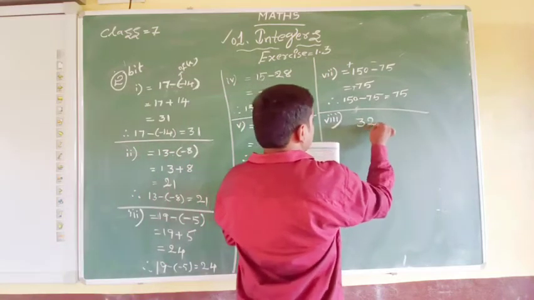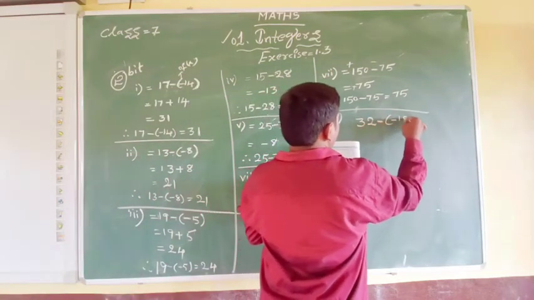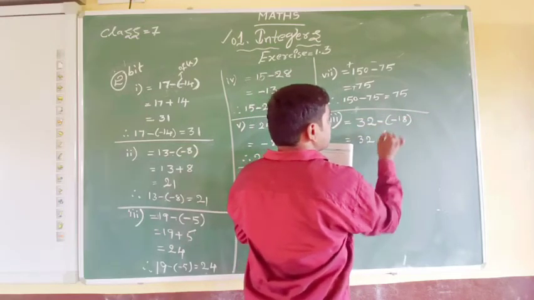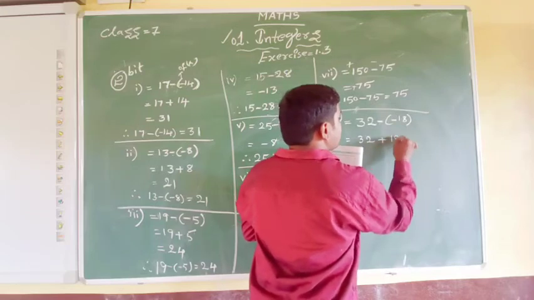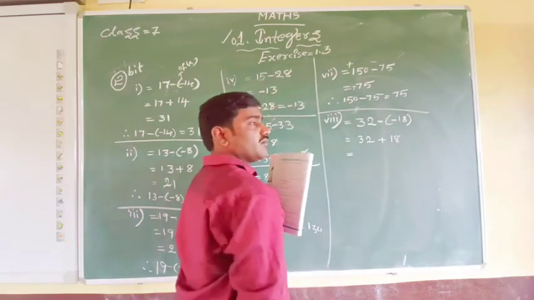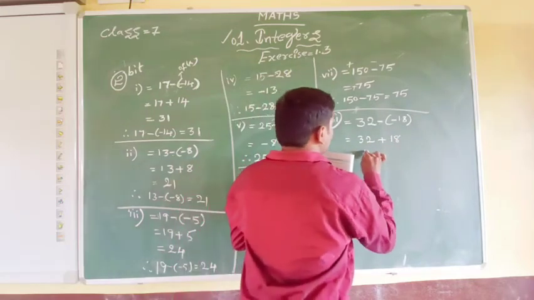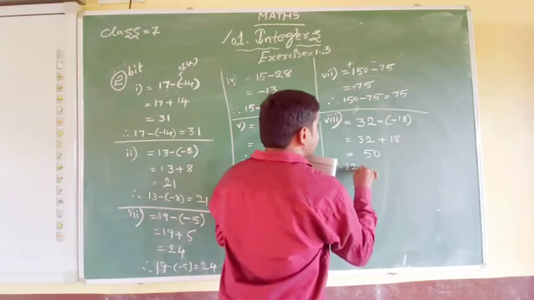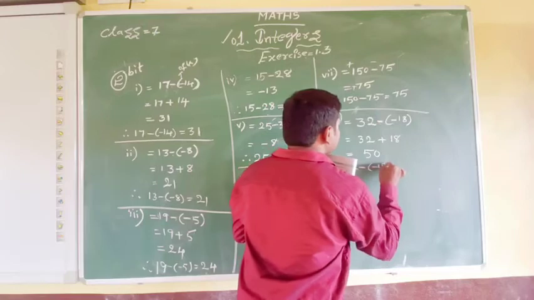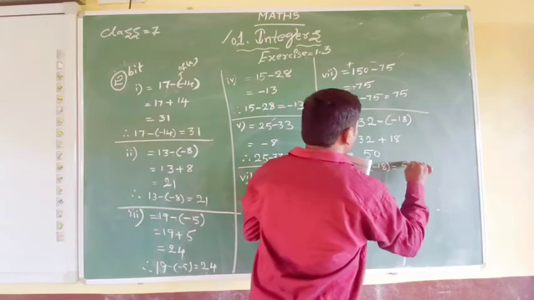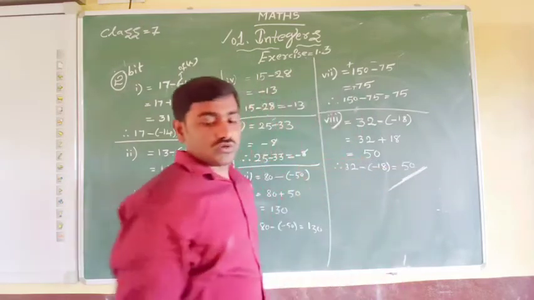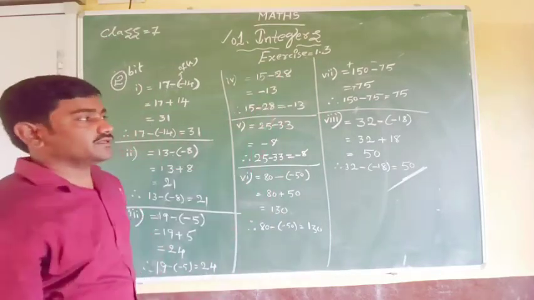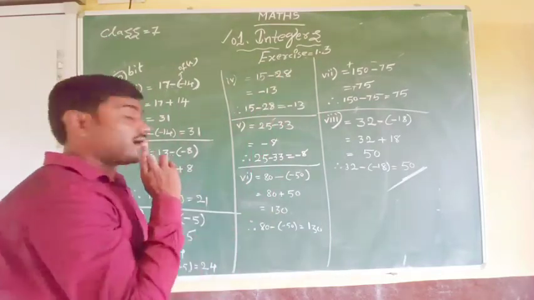Here 32 minus (minus 18), that is equal to 32 minus into minus plus 18. 32 plus 18, that is 50. Therefore 32 minus (minus 18) equals 50. So in this way we have completed this second bit actually. So see the simplifications, how I have done it.